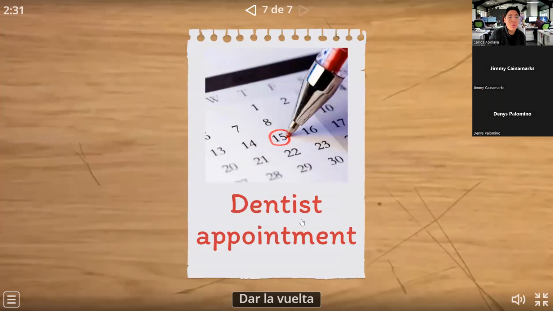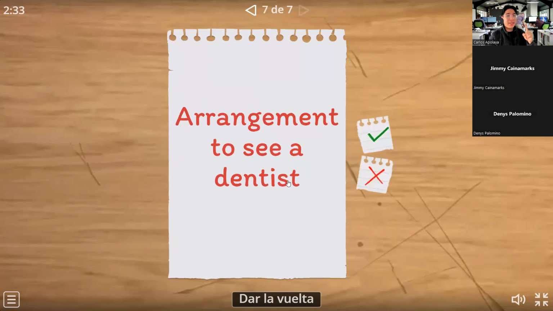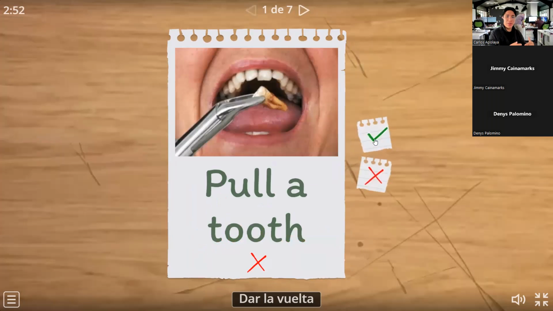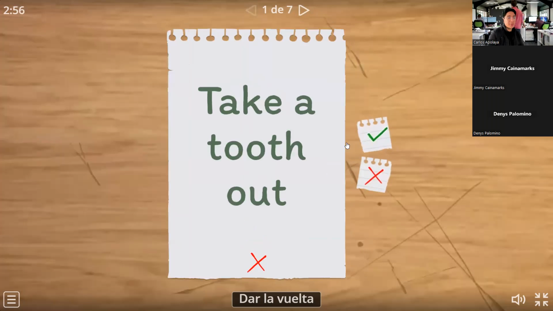Pain in the tooth. The dentist appointment is the arrangement to see a dentist. What we call dentist appointment. Please never say dentist date, because date has to do with love. I mean, with your partner, with your boyfriend. That is a date. An appointment is different. You can say a schedule. Pull out. This is, of course, now you know, to take a tooth out.